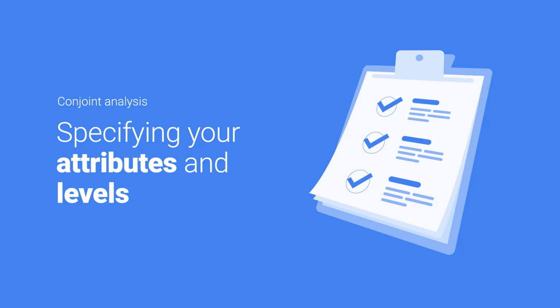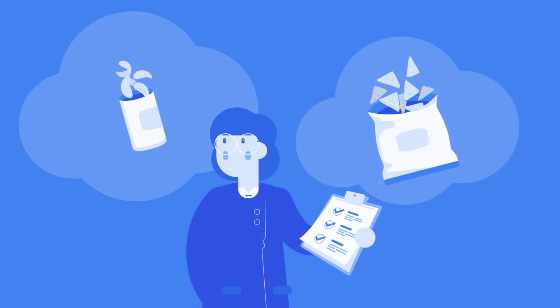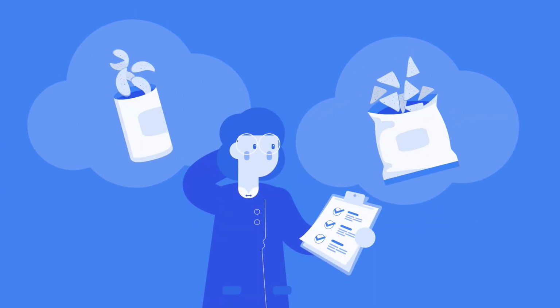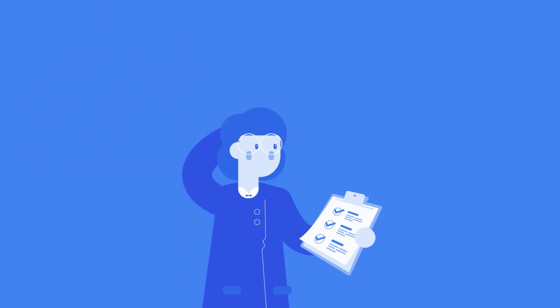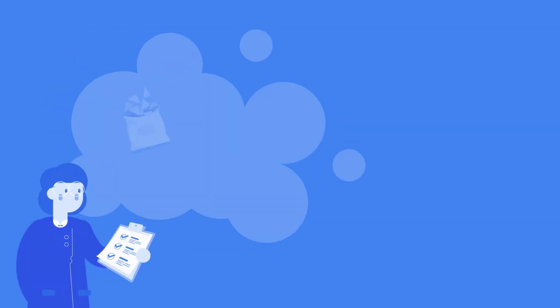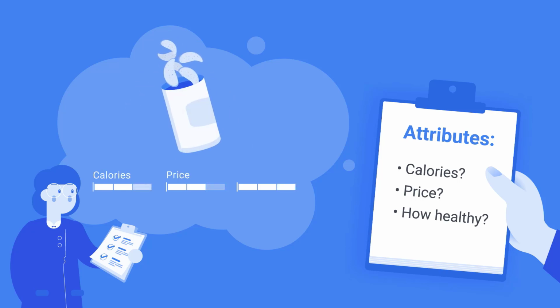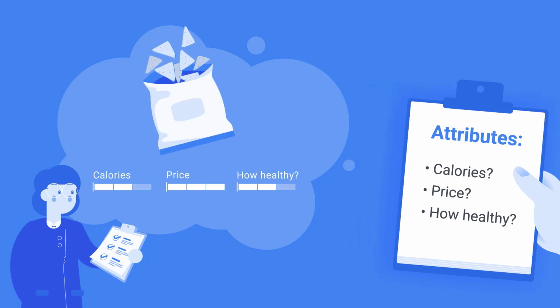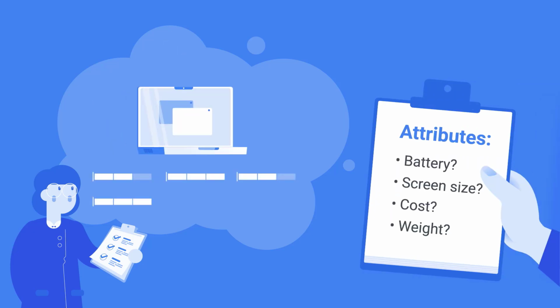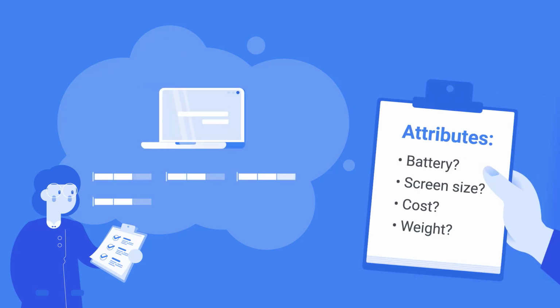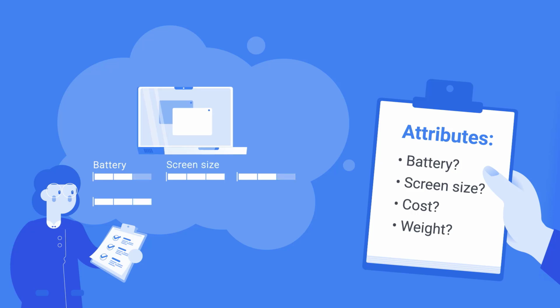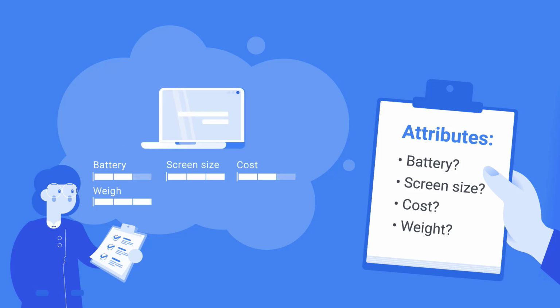In a conjoint analysis, you're studying people's preferences about the characteristics of your alternatives. These characteristics are called attributes. For example, if you want to find out people's preferences for snacks, you might want to know how much people care about the calorie content, the price of the snack, or how healthy the snack is. Or maybe we're selling laptops and we're curious about people's relative preferences for battery life, screen size, cost, and weight.